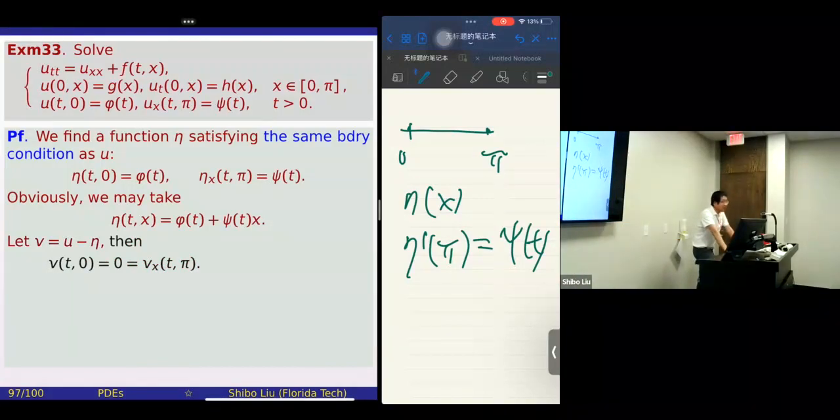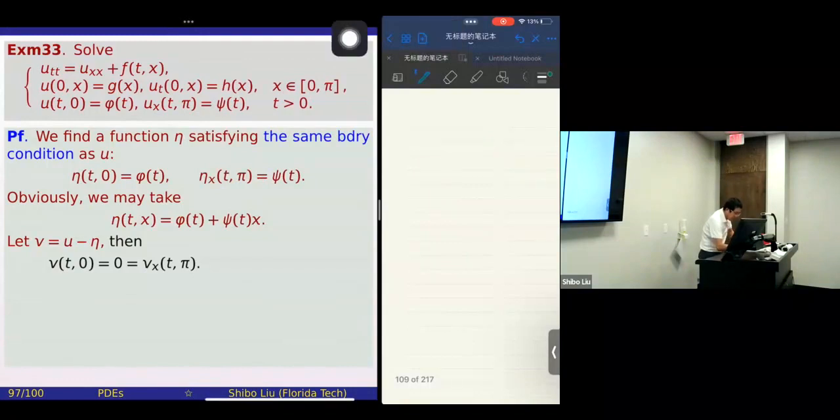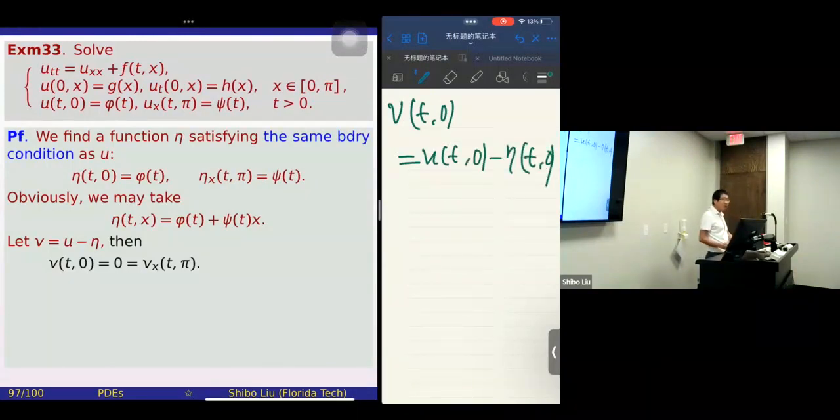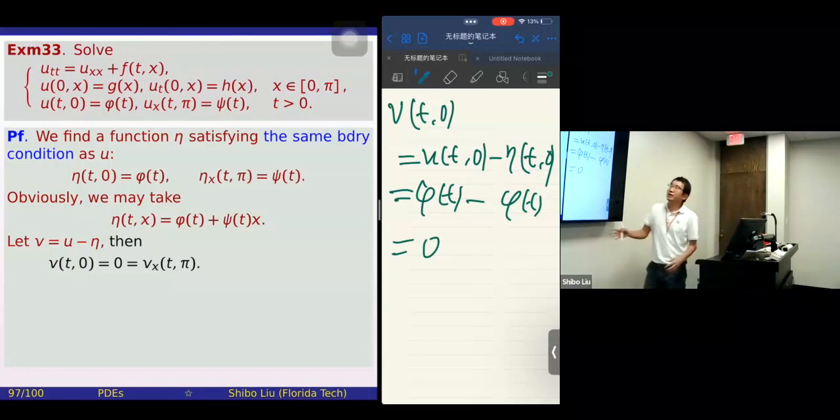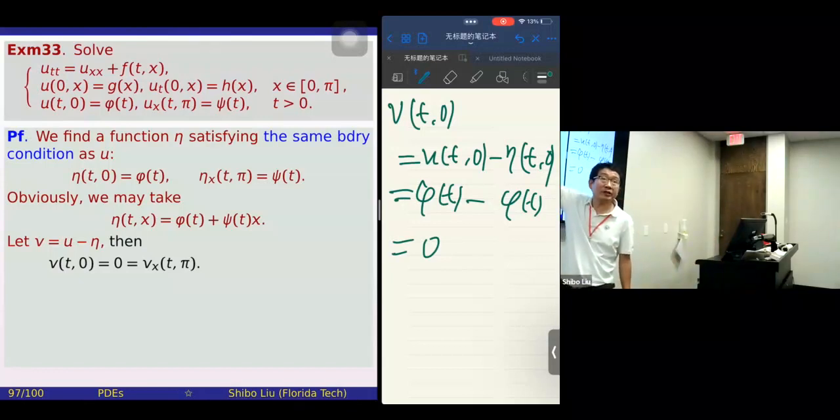Now, the first thing to check is the boundary condition. So when x equal to 0, v(t,0) is what? v(t,0) equals u(t,0) subtract eta(t,0). But u(t,0) is phi t. Eta(t,0) is also phi t. So this is 0. This is why we need eta to satisfy the same boundary condition as u. Now, we satisfy homogeneous boundary condition.